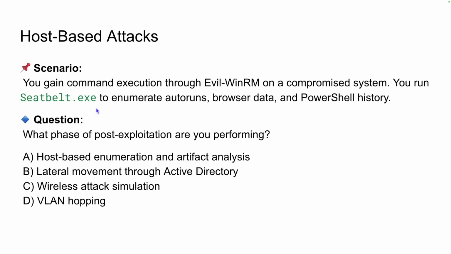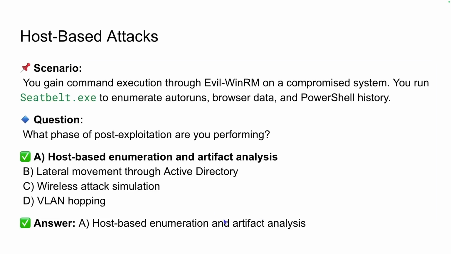There we go. You gain command execution through Evil-WinRM on a compromised system. You run Seatbelt.exe to enumerate autoruns, browser data, and PowerShell history. What phase of post-exploitation are you performing? Host-based enumeration artifacts, lateral movement through Active Directory, wireless attack simulation, and VLAN hopping. I would say B for this one. Oh, it's A. My God, I got 2 wrong. Oh my gosh. Host-based enumeration and artifact analysis could be, yeah, that could be the answer.